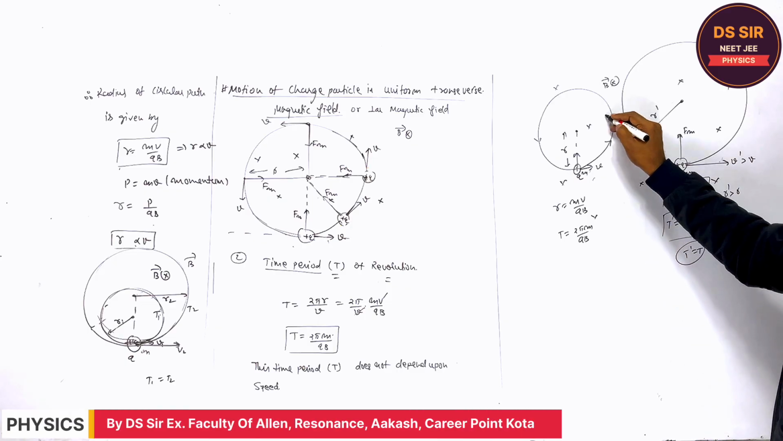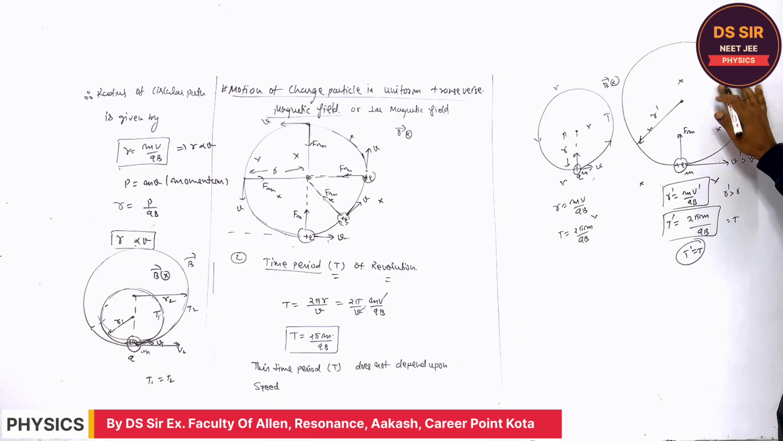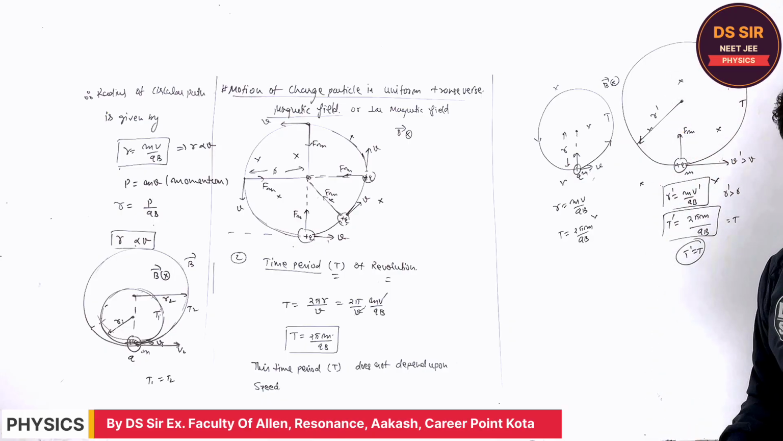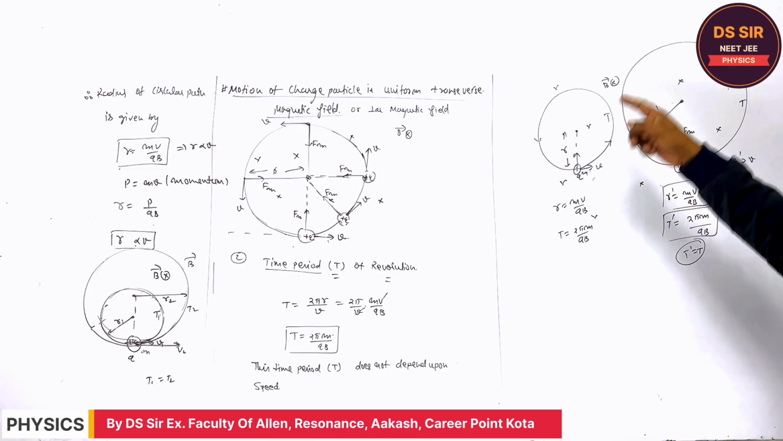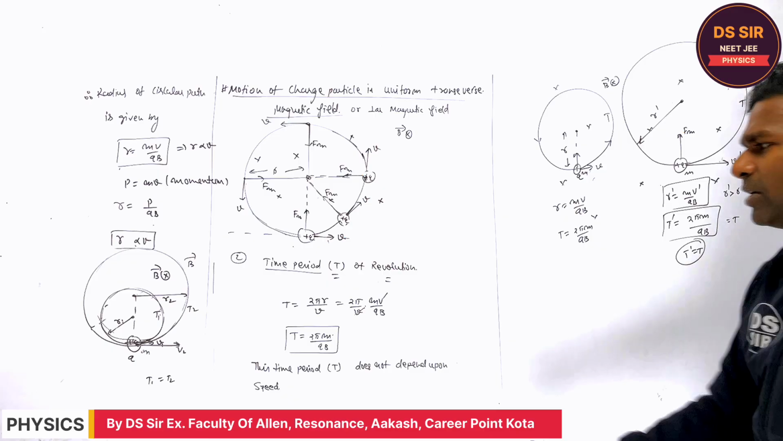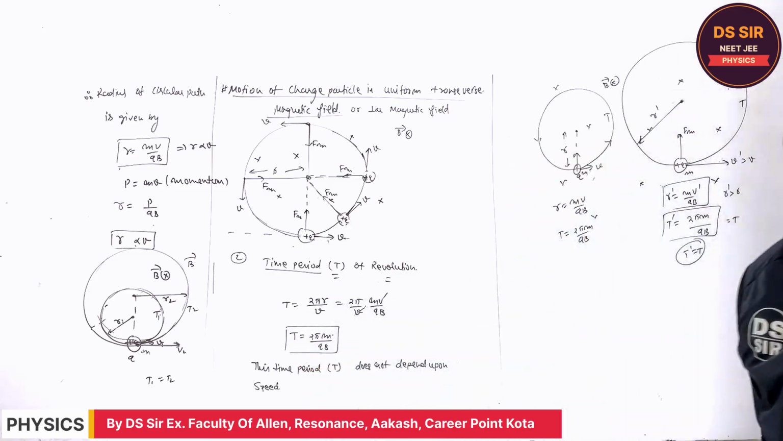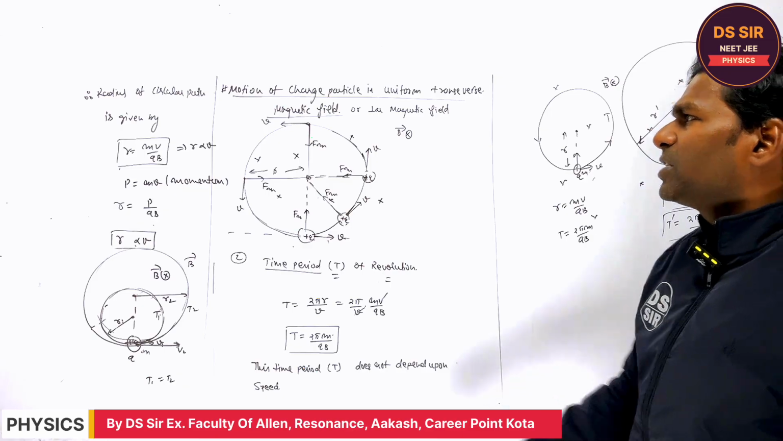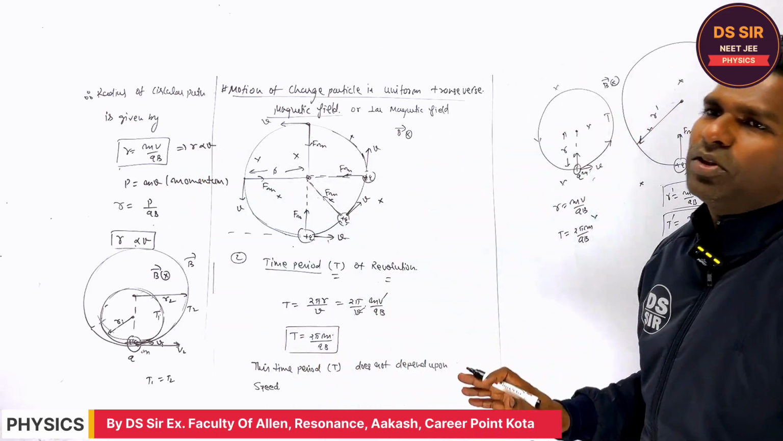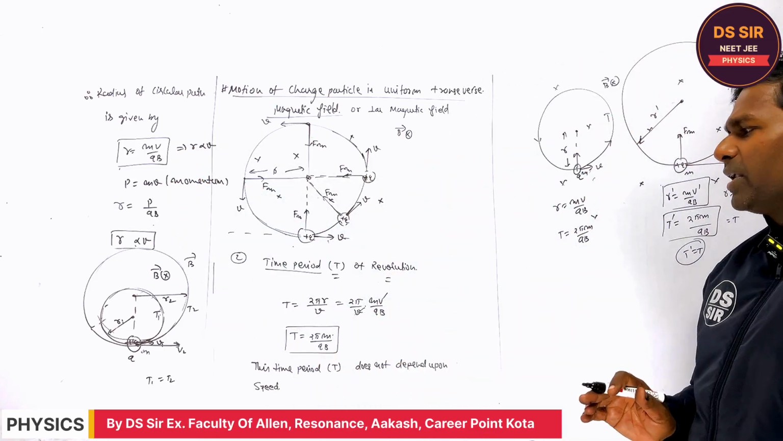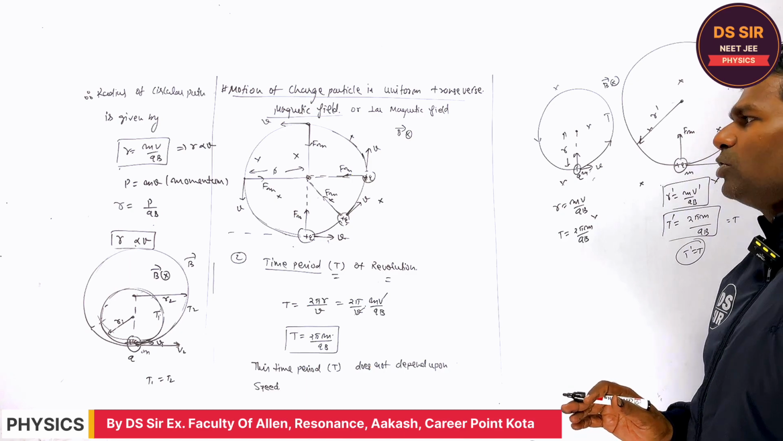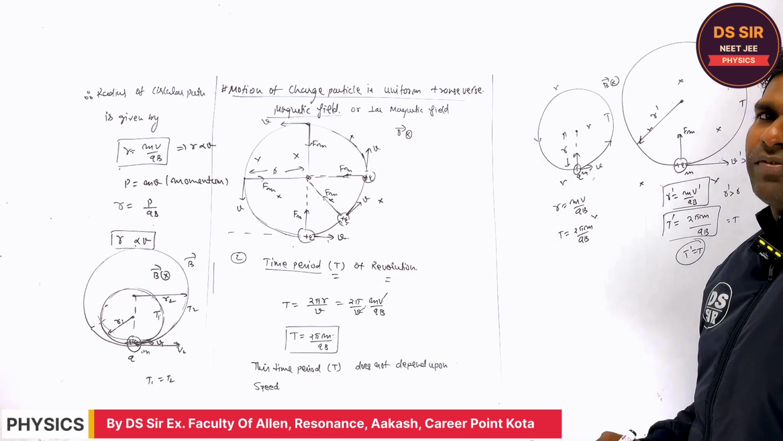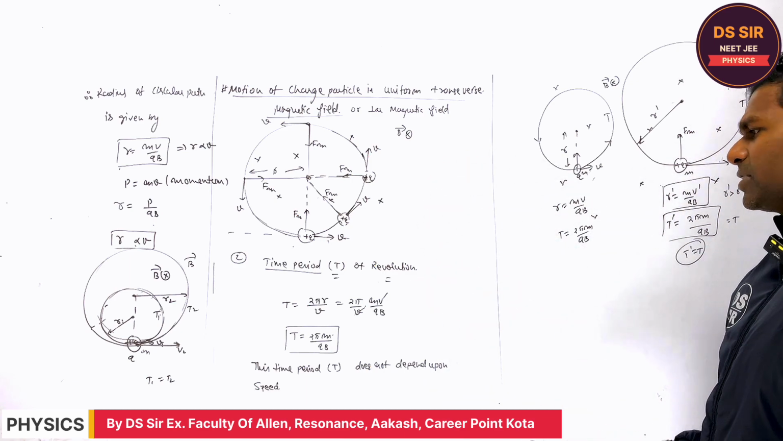So you take time T to cover this circle. Are you getting or not? But the radius will be different, right? So this is the expression for the time period, right? Copy this. So this is the expression for the radius, and this is the expression for the time period of a charged particle moving in a circular path in a uniform perpendicular magnetic field, right? Especially this is the case.